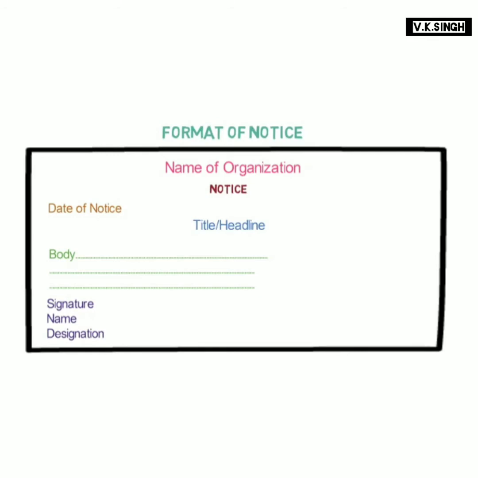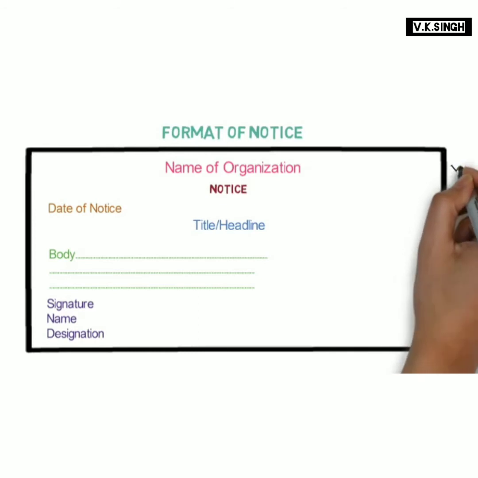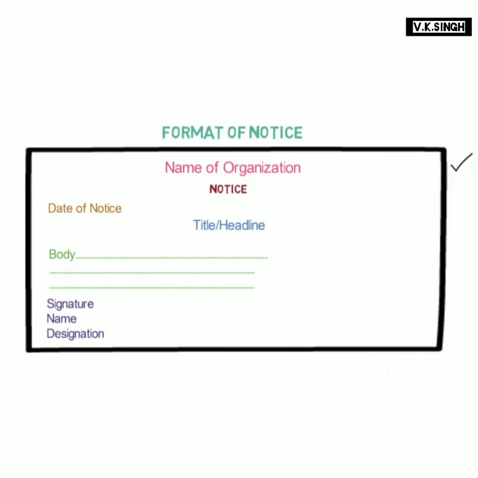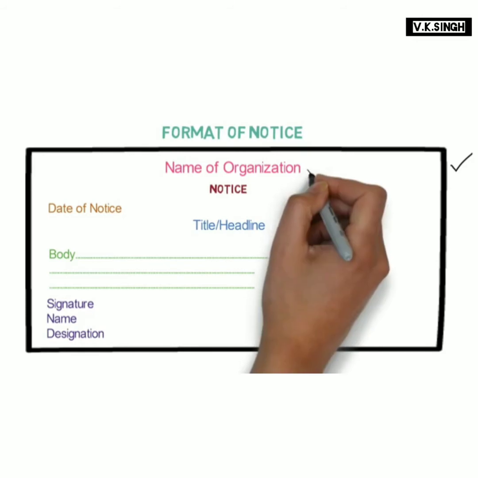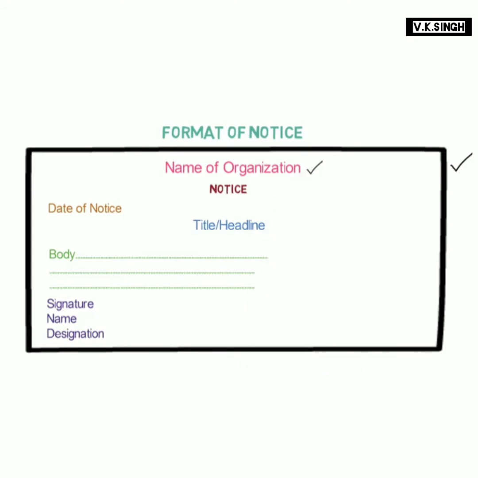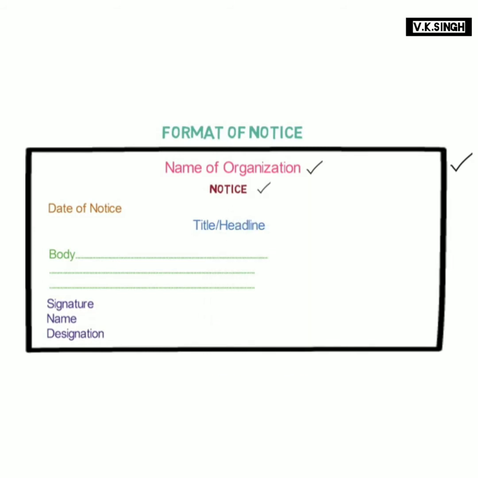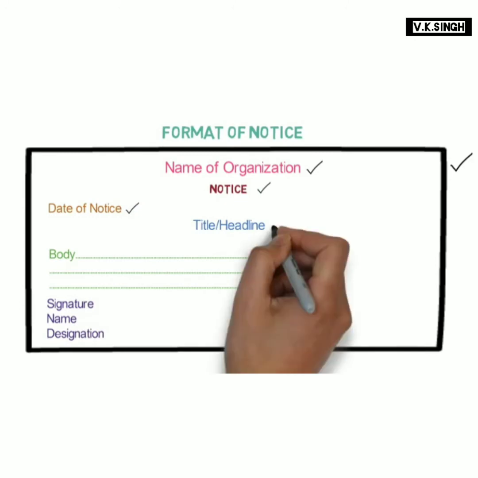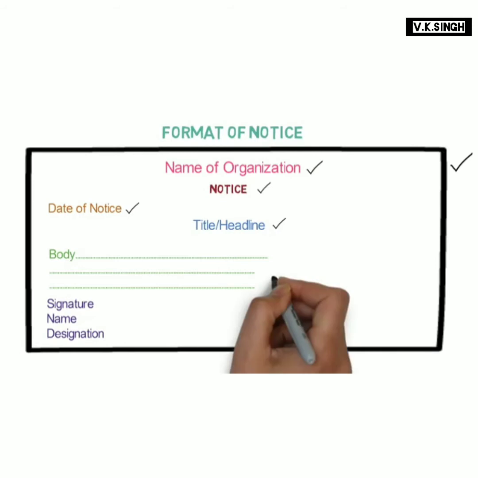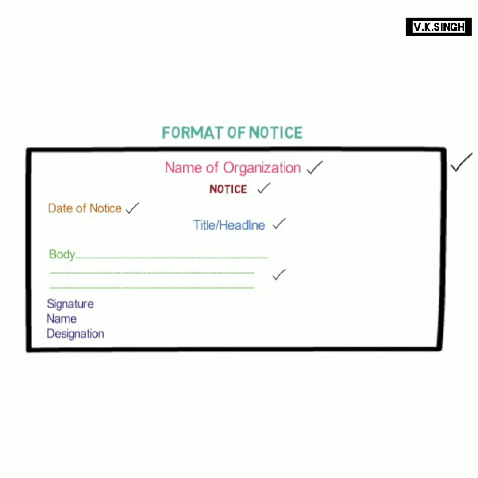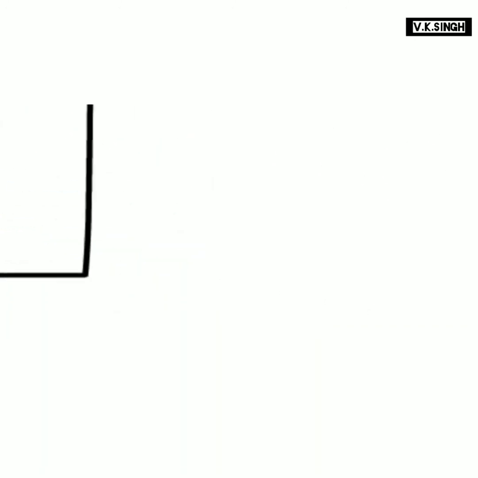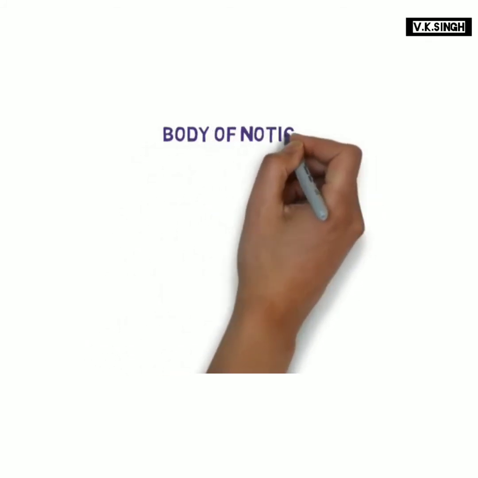Again I will repeat the entire format quickly. Firstly, draw a rectangular box. In that box, in the top middle portion, the name of the organization which is issuing the notice must be written. Then, right below it, the word notice needs to be written. Then on the left hand side, write the date on which the notice is issued. Below it, write the title of the notice. Then below it, the body of the notice comes, and after the body is completed, the signature, name and designation of the issuing authority comes.